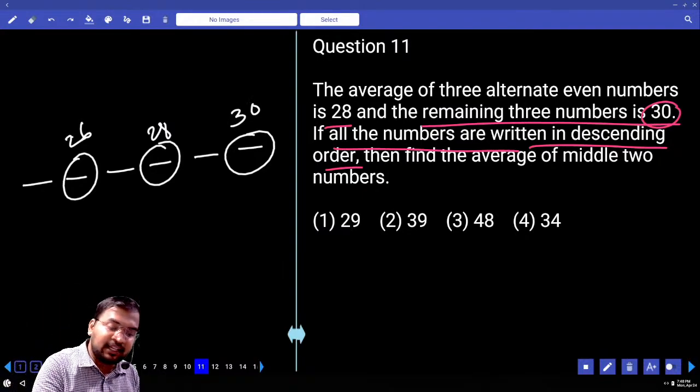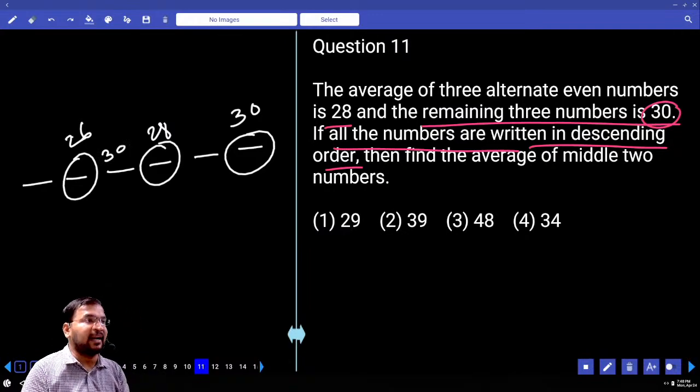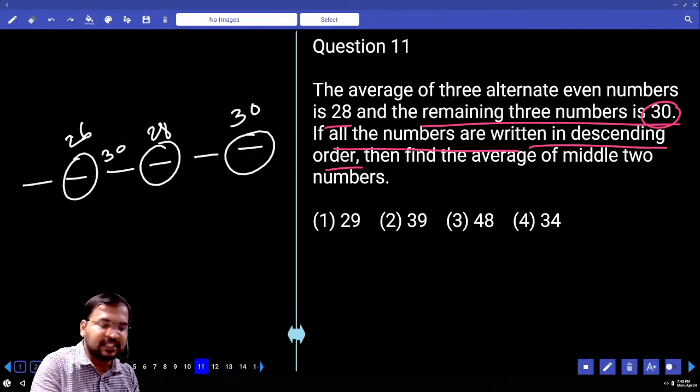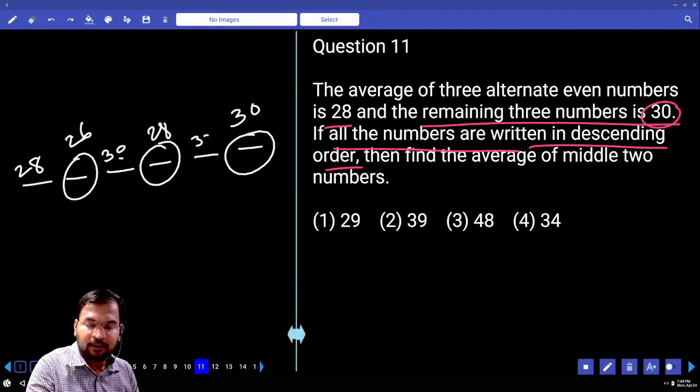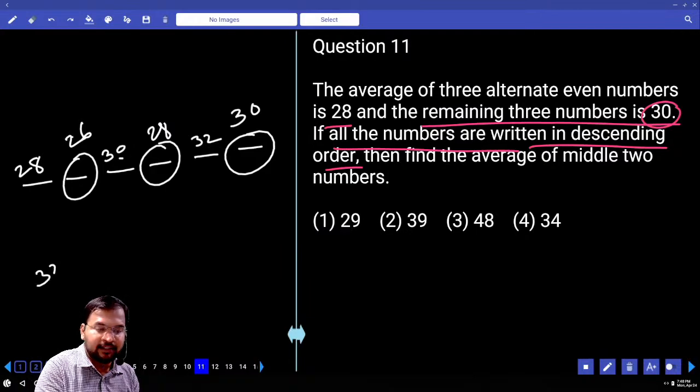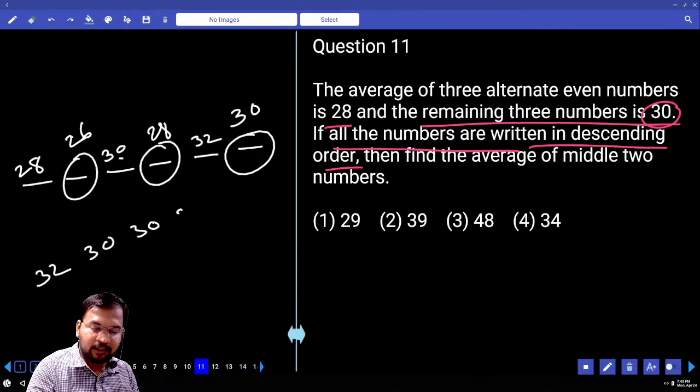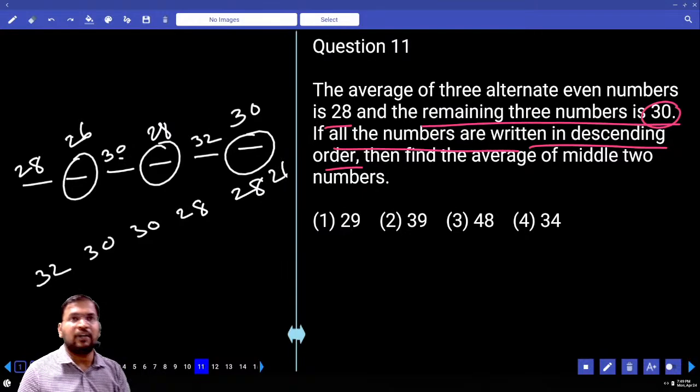If that is 30, for 3 numbers the average is nothing but the middle number, no? If this is 30, the previous number is 30 and the next is 30. If you write in descending order, tell me the descending order: 32, 30, 30, 2 30s are there, 28, 28. Are you clear, Nana?